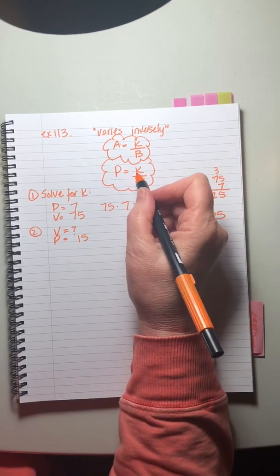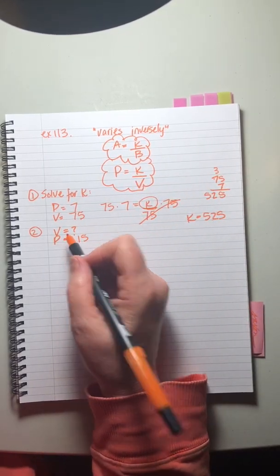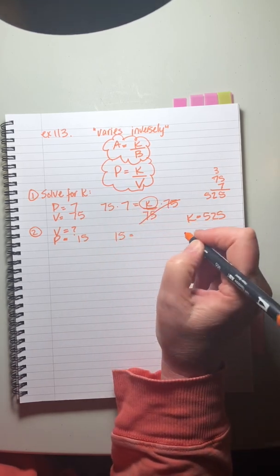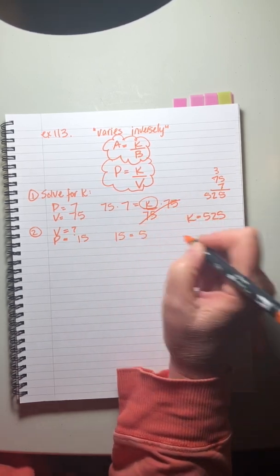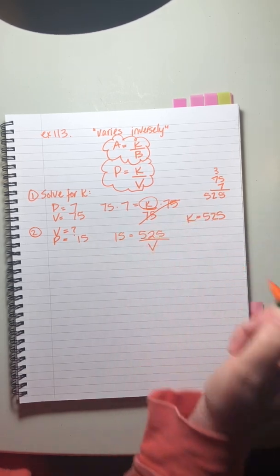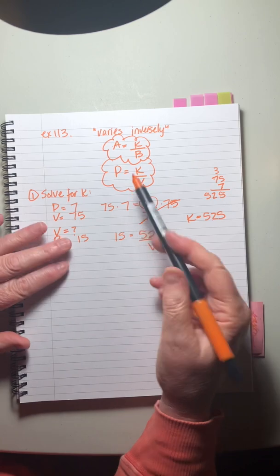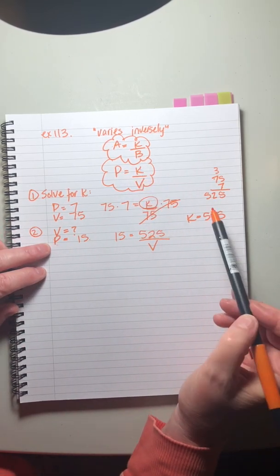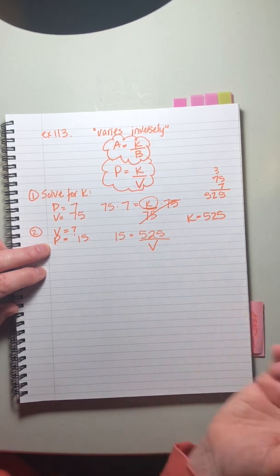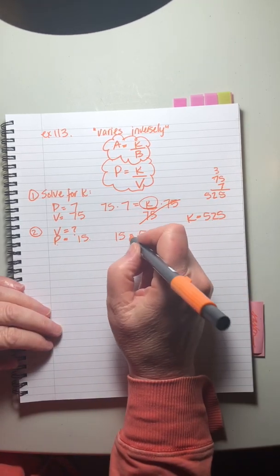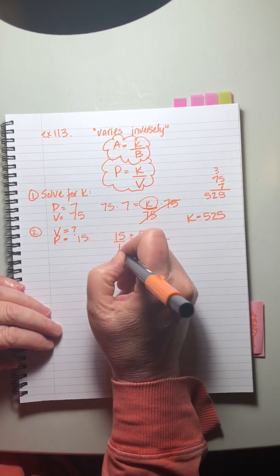All right, so now we're going to use the same formula again to figure this out. P goes first. P equals 15. Now we know the value for K and we're going to divide it by V, right? So I used this formula, P equals 15, K equals 525, and then there's that. All right, now cross multiplying makes a lot more sense in this case, right? We can imagine this being over 1.